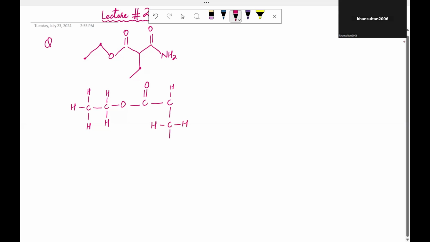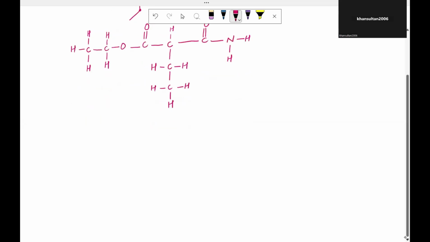And then we have CH3 at this corner, so it would be like this, like this, like this. And here we would again be having carbon double bond oxygen. And here we are just having an amine group, and it would be like this. So let's move further and discuss another question.